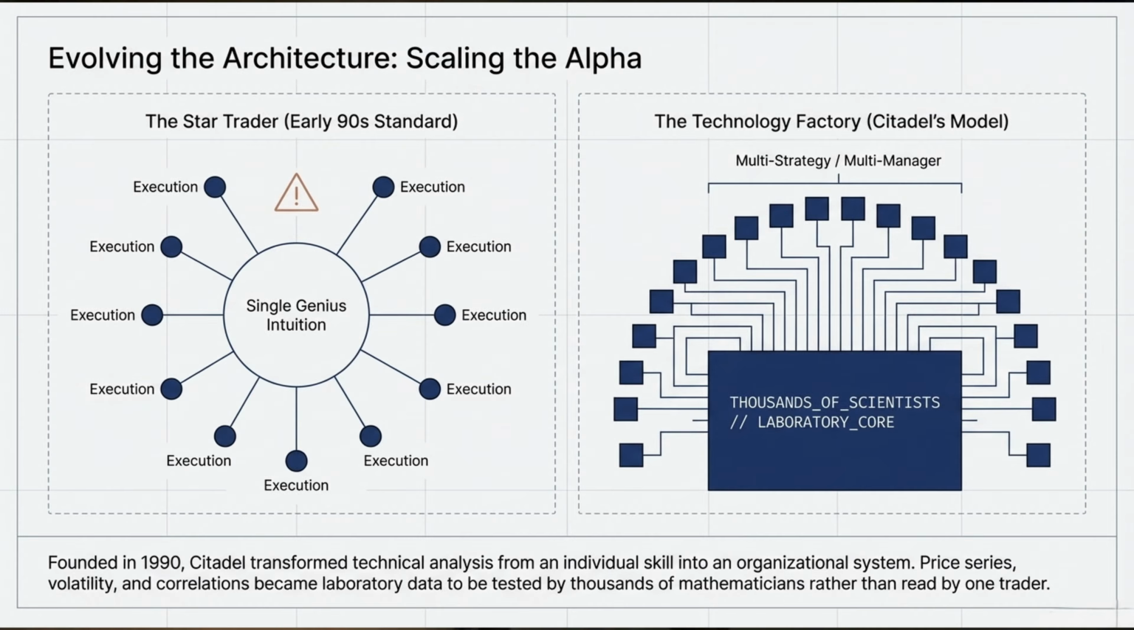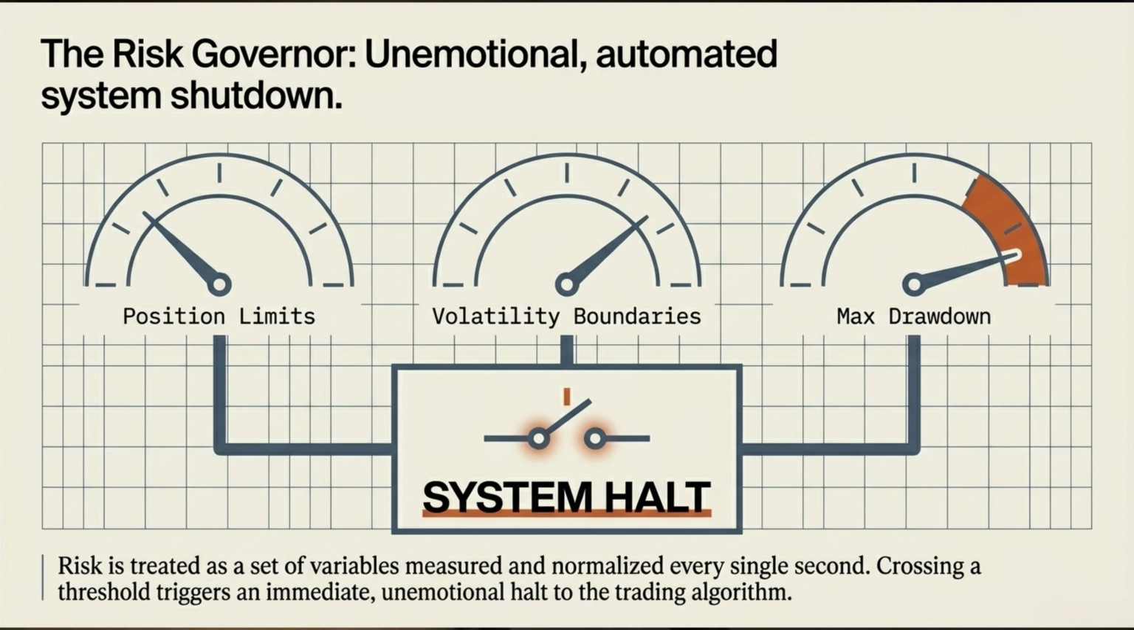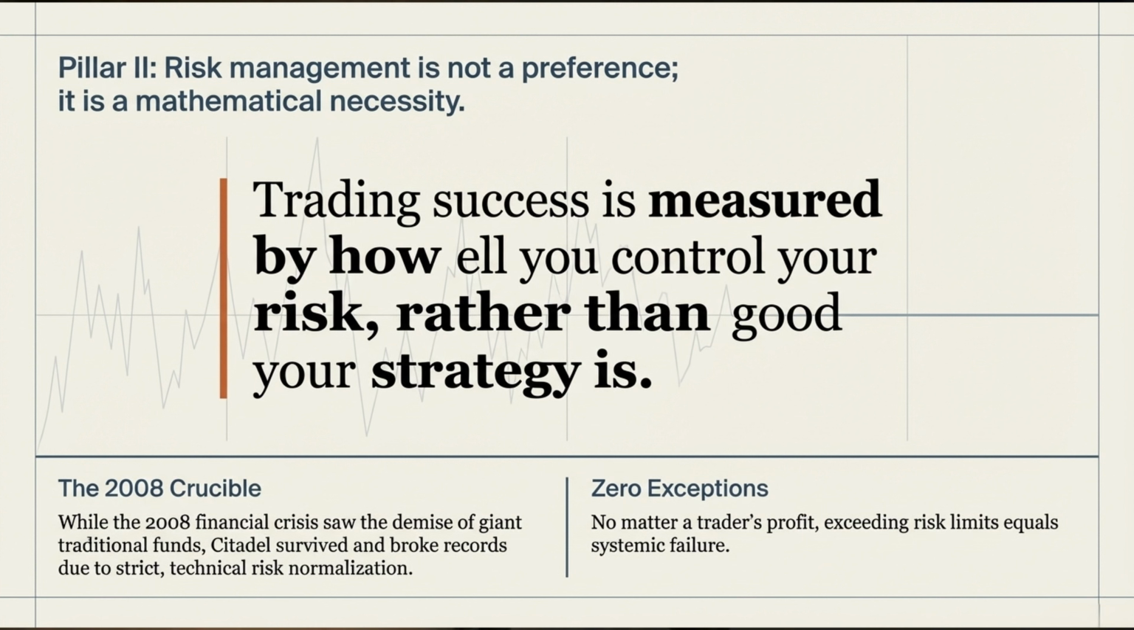The most critical part of this system, and the primary factor that sets Ken Griffin apart from his competitors, is his obsession with risk management. According to Griffin, trading success is measured by how well you control your risk rather than how good your strategy is. At Citadel, every trader and every algorithm operates with strict position limits, volatility boundaries, and maximum drawdown limits. The reason Citadel not only survived periods like the 2008 financial crisis, which saw the demise of many giant funds, but went on to break records afterward, is this discipline of technical risk management.